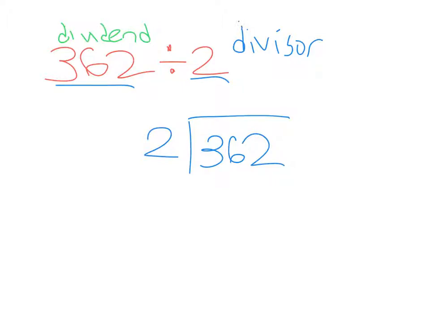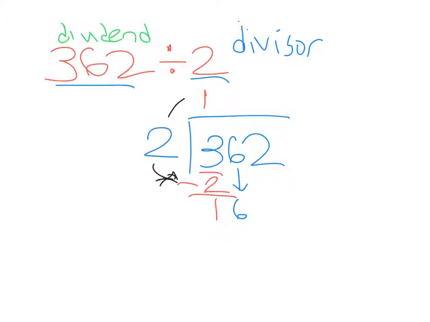So the first step here is I'm going to try and figure out how many times does 2 go into the first digit. In this case here, 2 goes into 3 one time. 1 times 2 is 2. So that's why I put it there. And I have 1 left over. So I've multiplied the 1 times the 2 here, and that's why it ended up underneath there on the bottom, because 1 times 2 is 2. So now the next step is I'm going to bring down the 6.